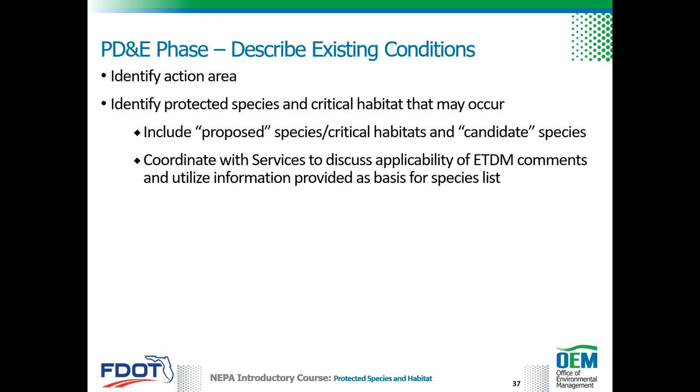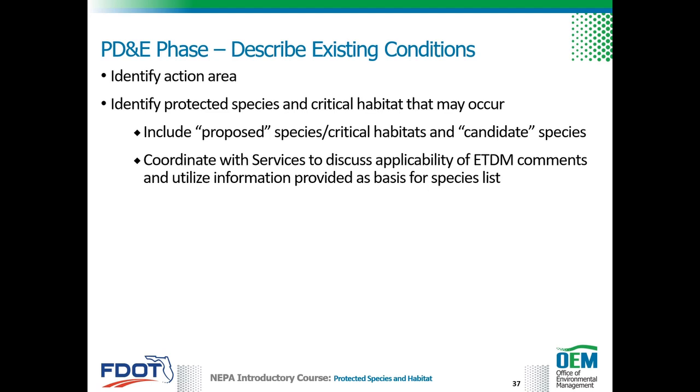The first step when describing existing conditions is to identify the action area. The action area is defined as all areas to be affected directly or indirectly by the federal action and not merely the immediate area involved in the action. The action area boundaries for the project are established in coordination with the services and other FDOT offices as appropriate.